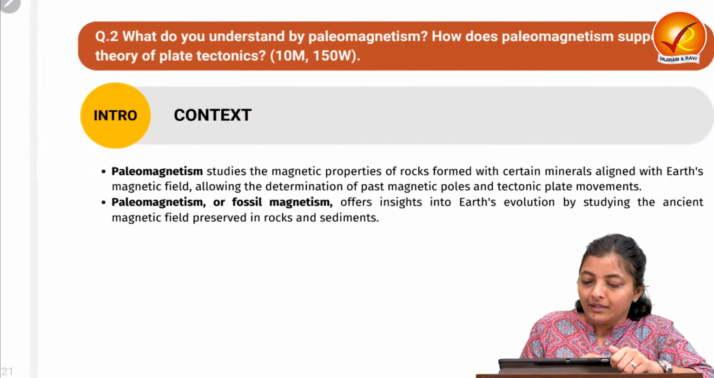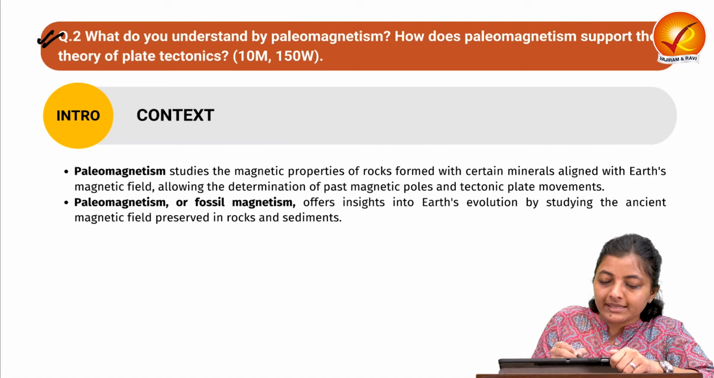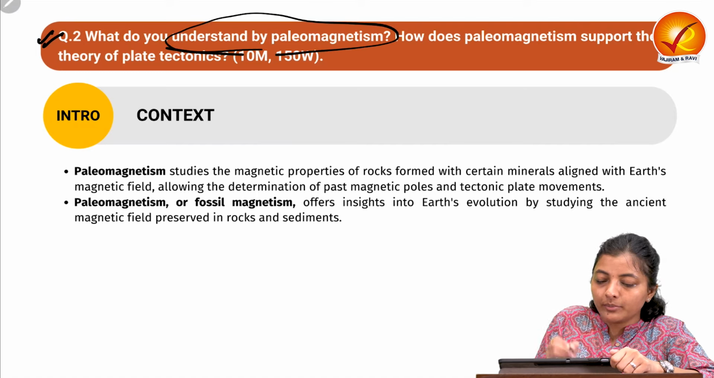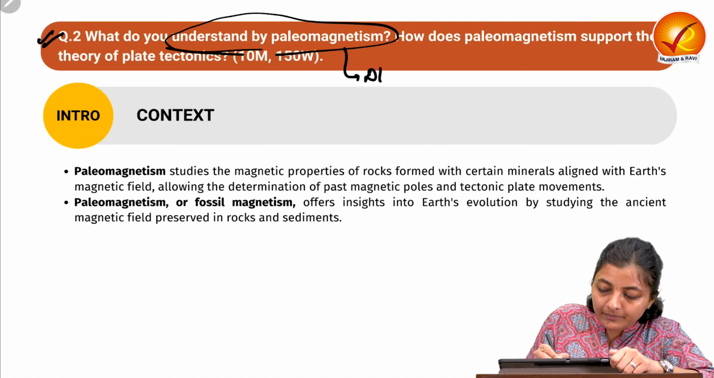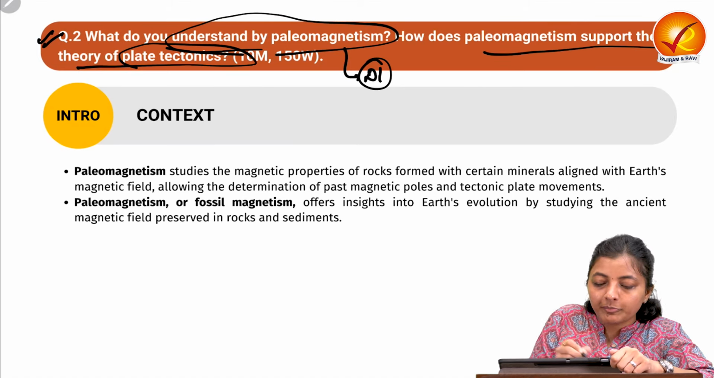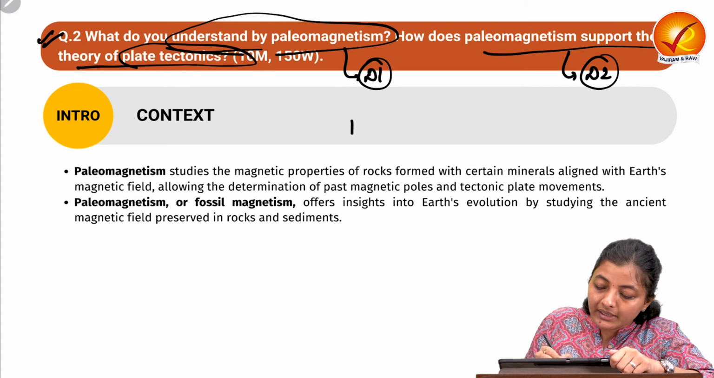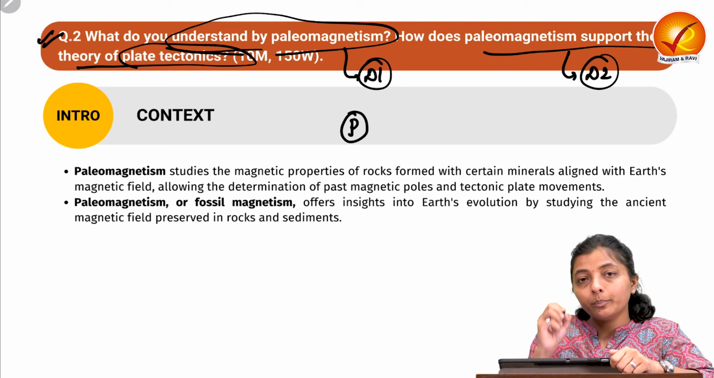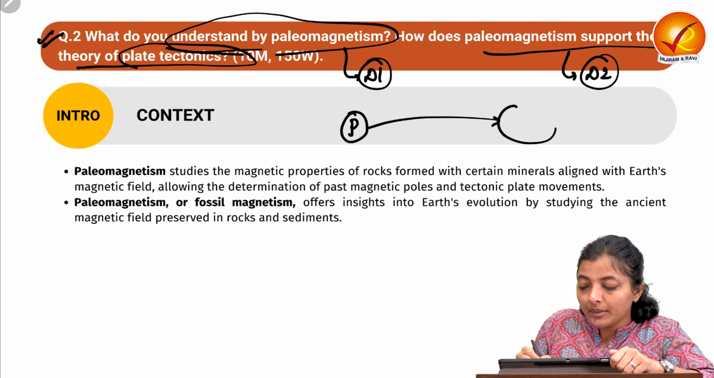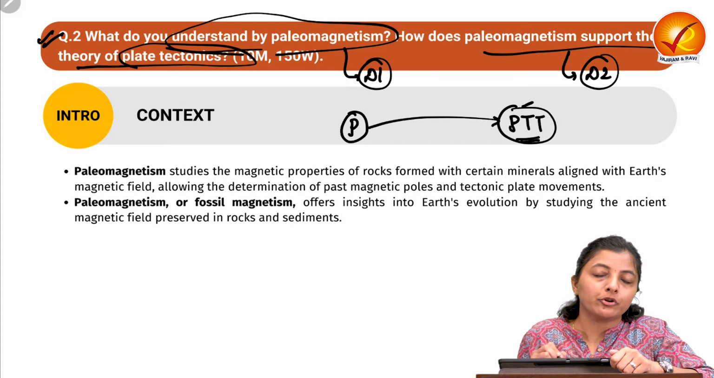Okay, now moving on to the second question. The second question says: what do you understand by paleomagnetism? This is demand one. How does paleomagnetism support the theory of plate tectonics? This is demand 2. Now, we need to tell how paleomagnetism provides evidence that acts as evidence for the plate tectonic theory.